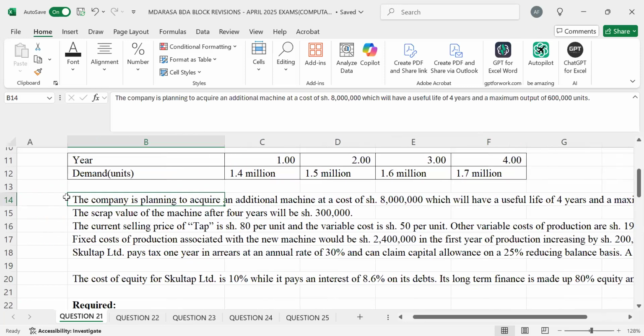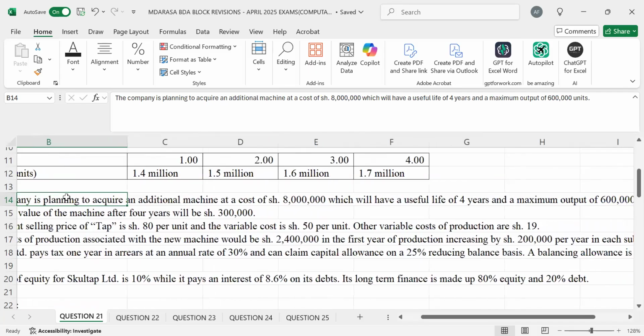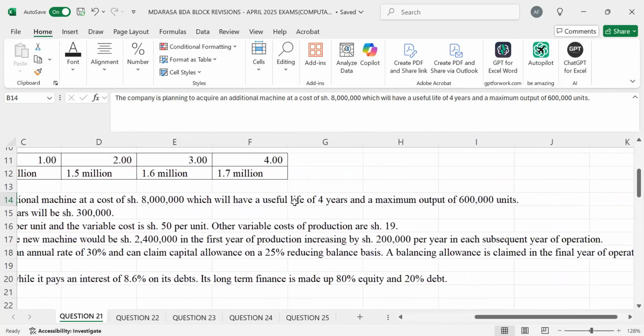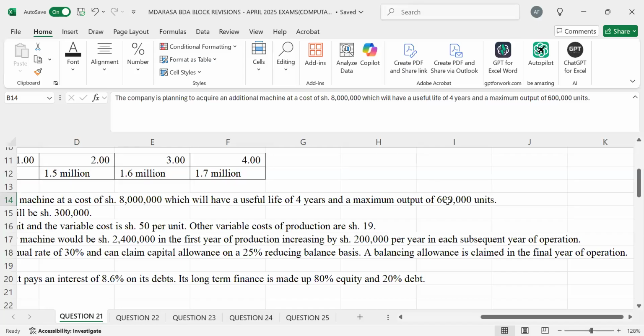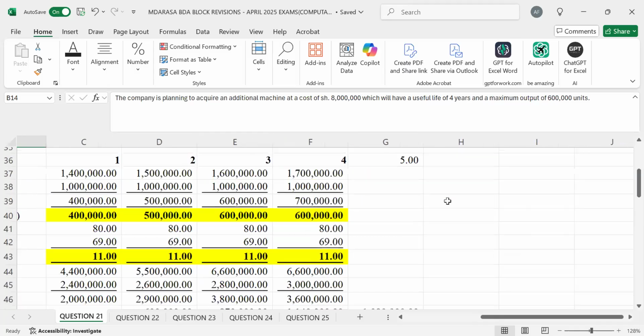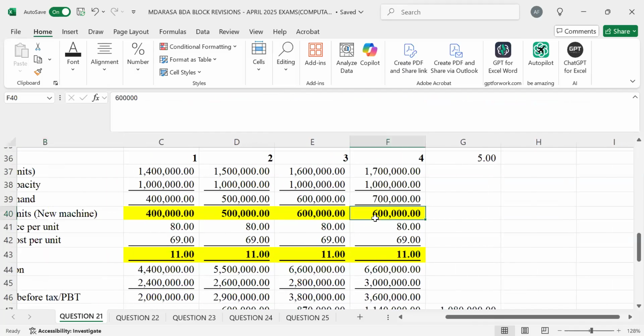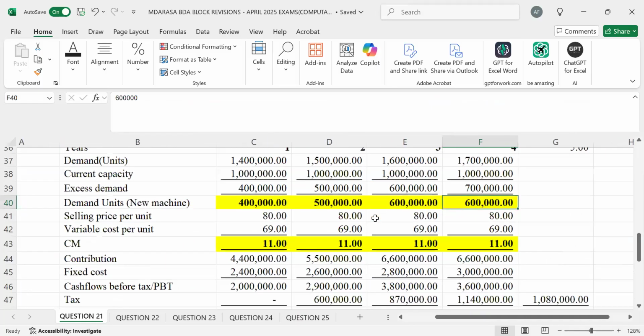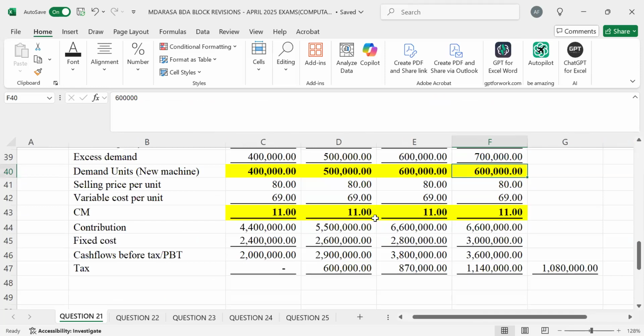Look at this statement. The company is planning to acquire an additional machine at a cost of 8 million, which will have a useful life of 4 years and a maximum output of 600,000. So this new machine cannot surpass what? Production of 600,000. And that's why we've also capped it here at 600,000. So these are our taxes. We need to pay these taxes, and they were paid in arrears, as you've seen at that point.